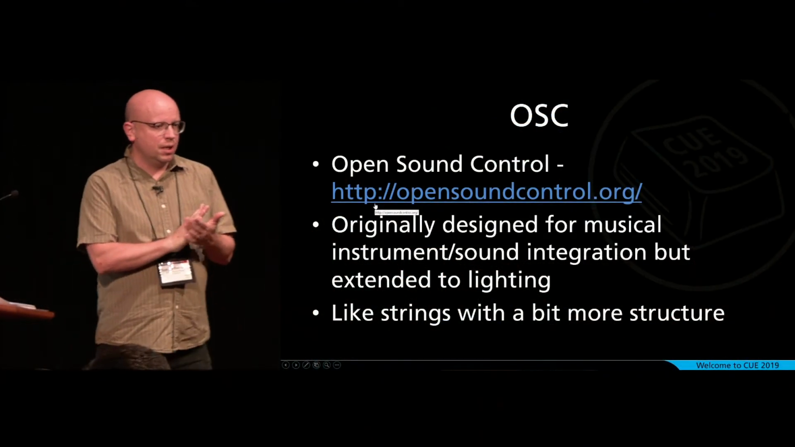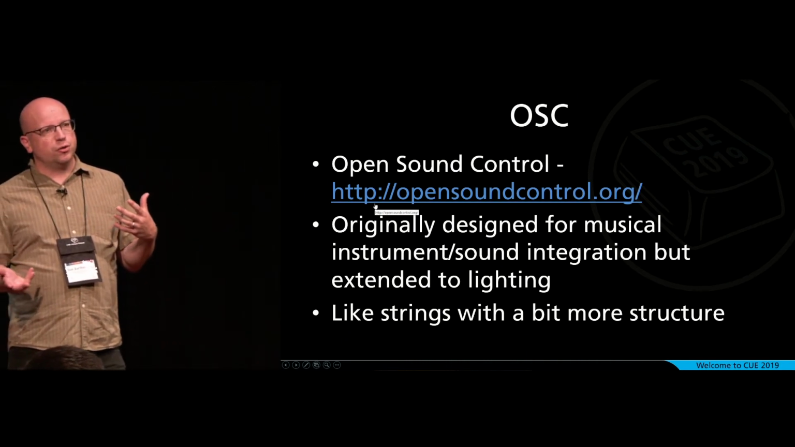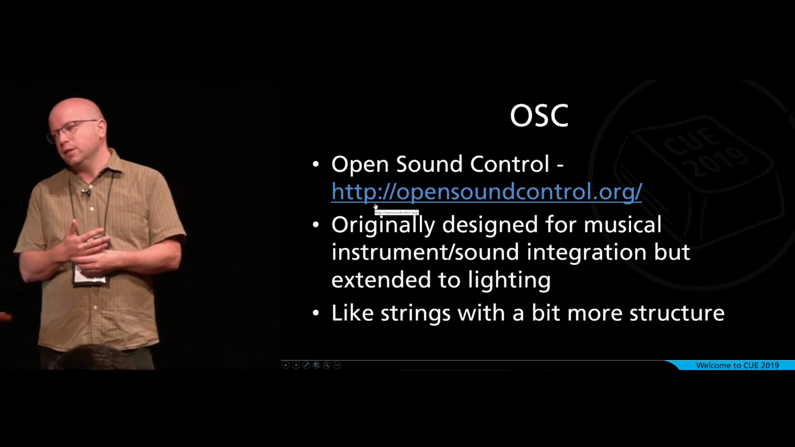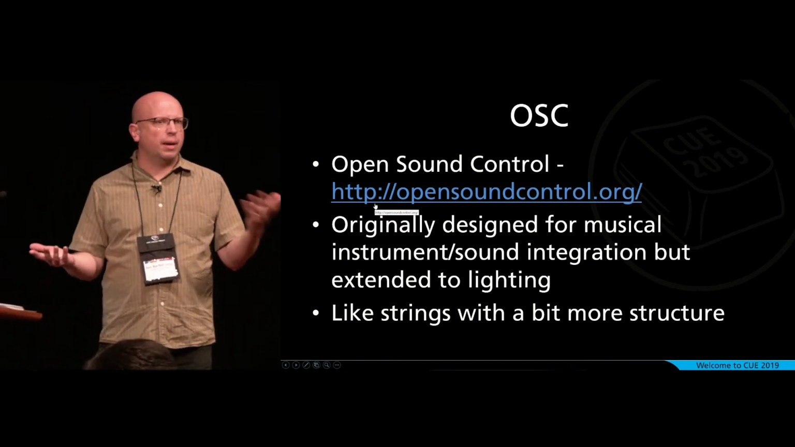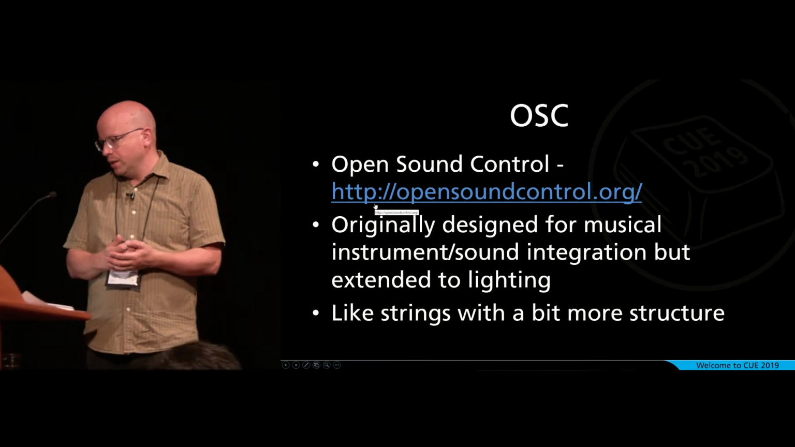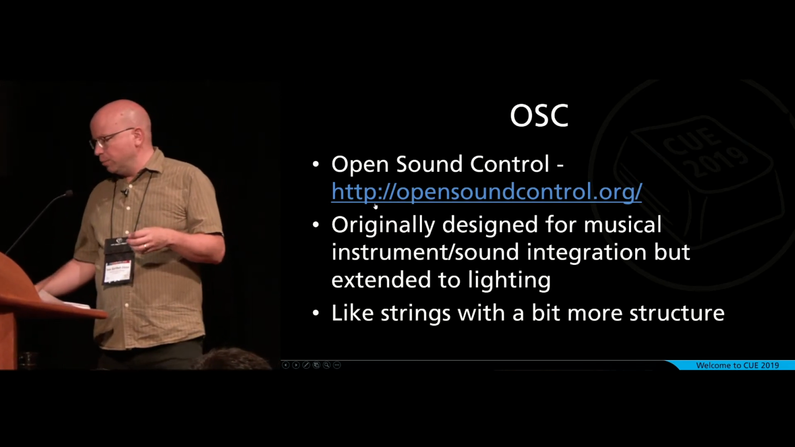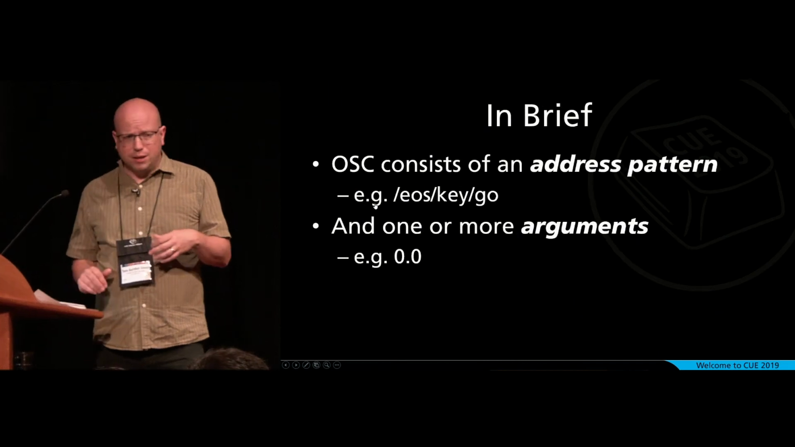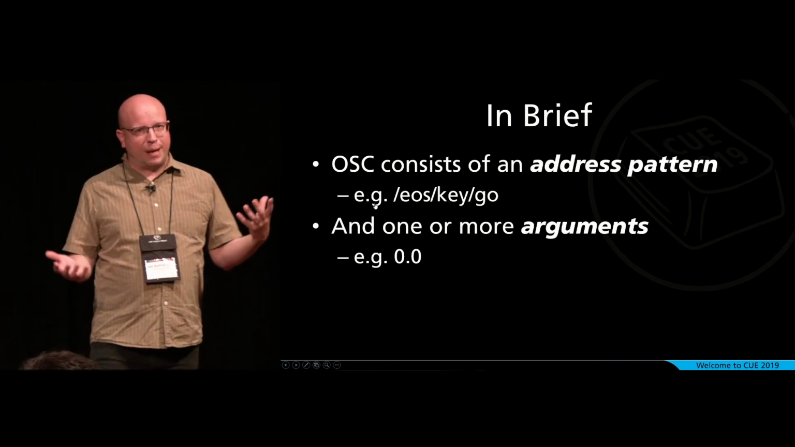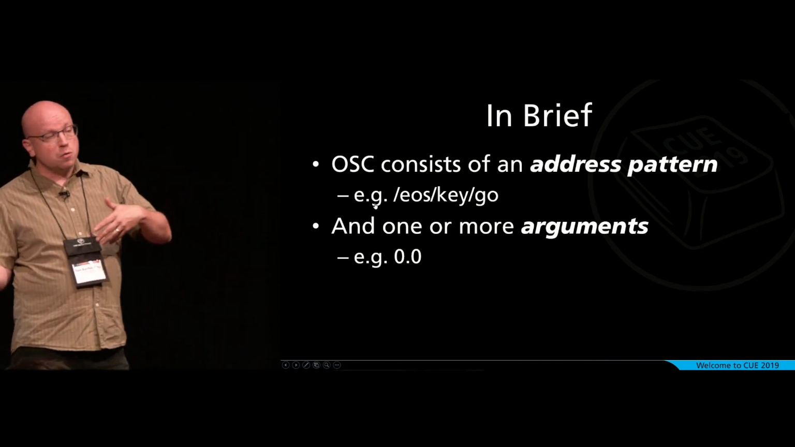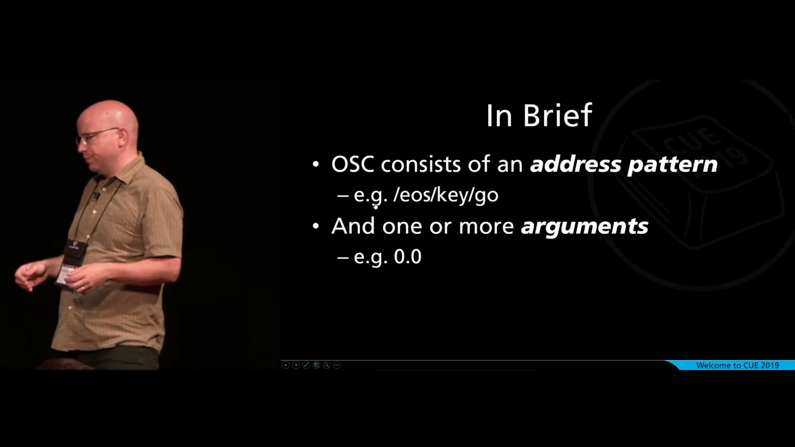Open Sound Control. So this is a protocol that originally came from the sound industry, but we've adopted it for a lot of lighting things, and it's great for integrating things together, things like QLab plus EOS, as you saw yesterday. And really, it's a lot like a UDP string, except there's a little more structure around it. So an OSC command consists of what's called the address pattern, so it might be EOS key go. And then you can feed in arguments, bits of data that go along with it.